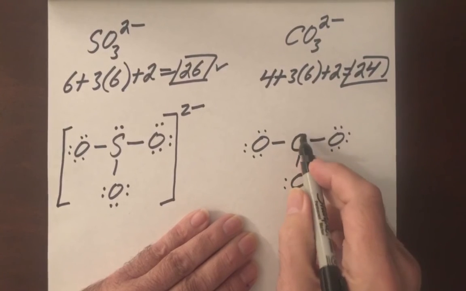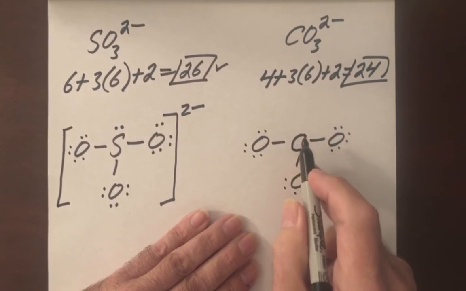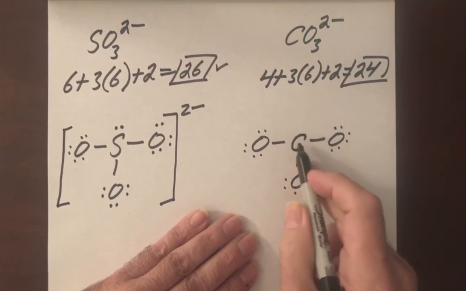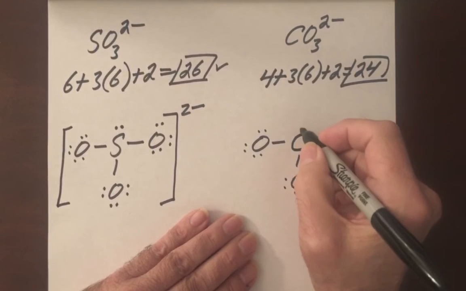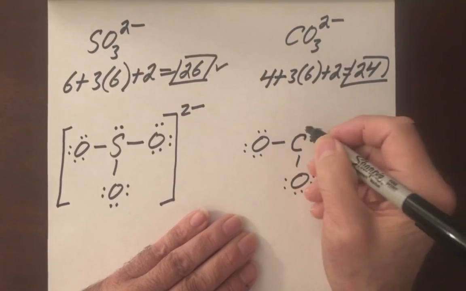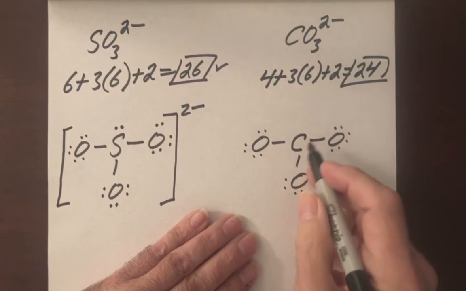Now, before I put in the dots on the carbon, a couple of things to consider. Remember that carbon should have 4 bonds around it, but it only has 3. And so if I put a pair of electrons here, a lone pair, well, then that wouldn't obey the octet rule. And a little bit later in your notes, we'll talk about carbon.